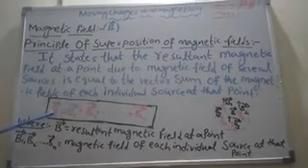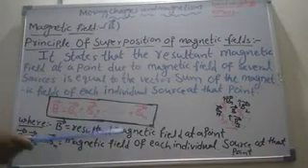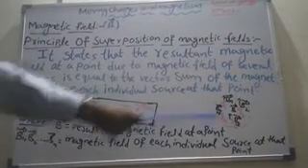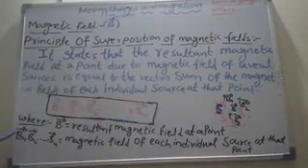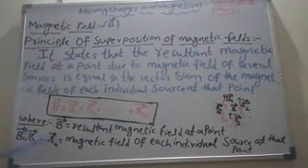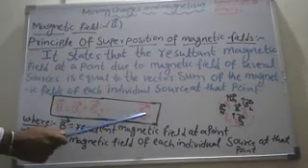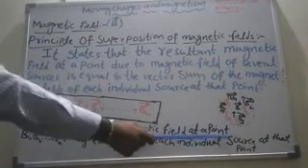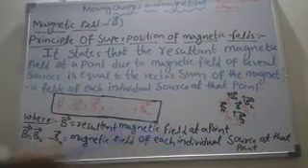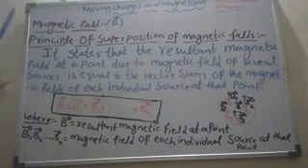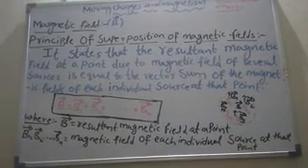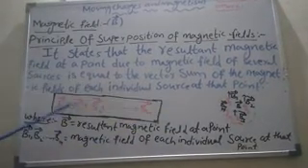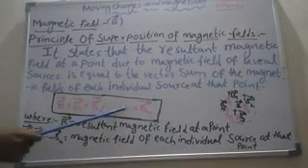Here B bar is the resultant magnetic field at this point. B1 bar, B2 bar and so on up to Bn bar are the magnetic fields of each individual source at that point. Students, I hope you understood the principle of superposition of magnetic field. Simple, okay? B bar is equal to B1 bar plus B2 bar plus and so on plus Bn bar.